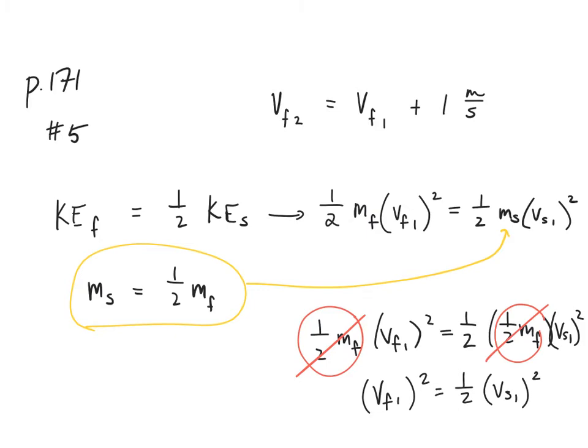But I'm told something else. I'm told that when this occurs at the top up here, when VF2, the velocity of the father in the second part of the problem, when that changes and it speeds up, we're told that the kinetic energies are the same now, right? We're told that they have the same kinetic energy when the father speeds up a little bit. And the speeding up process is by adding 1 meter per second in. So what can we say as a result of this?